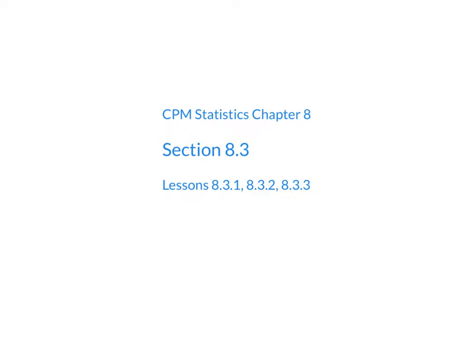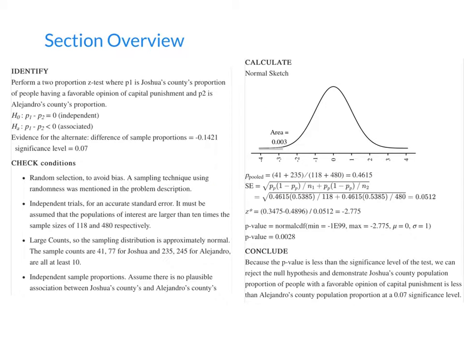This is a Section 8.3 Mathcast. It contains 3 lessons. In this section, students will calculate and interpret 2 sample confidence intervals for the difference of proportions and perform 2 sample hypothesis tests of proportion.